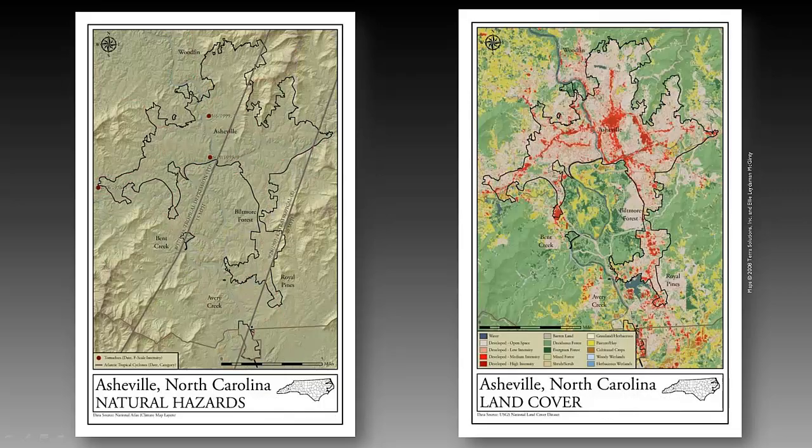In this example, the map on the left is showing some basic natural hazards. Some historic information has been plotted here showing tropical depressions and tropical storms, and also tornadoes that have touched down over the area. On the right, we can see a land cover map showing land cover in and around Asheville, North Carolina. Note that these maps have a scale bar, legend, title, a data source, and north arrow.